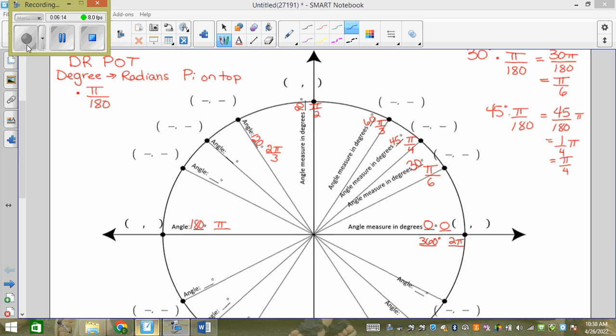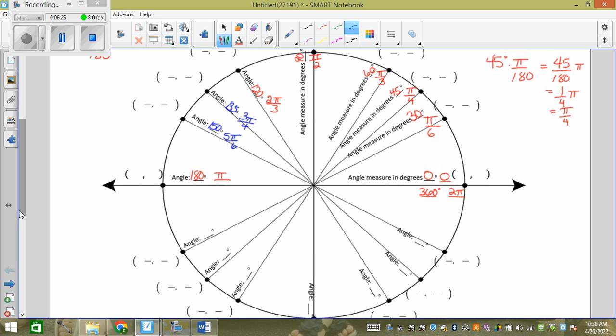So here we have 135, which you should have gotten 3 pi over 4. And then this one is 150, which you should have 5 pi over 6. And then this one is 210, which you should have 7 pi over 6. And then this one is 225, which you should have 5 pi over 4. And then this one is 240, which you should have 7 pi over, no, that's a lie, 4 pi over 3.